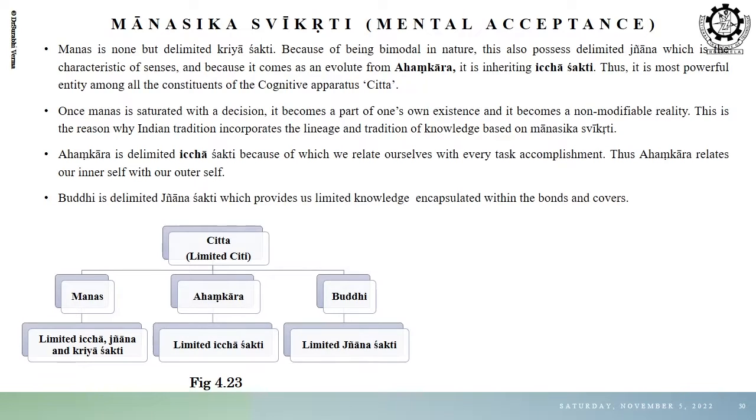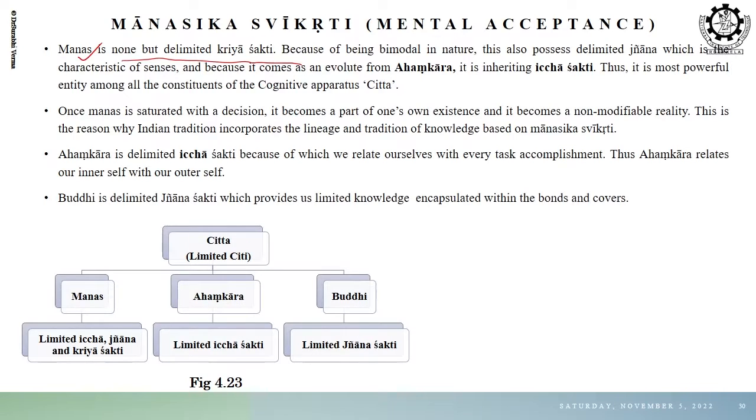What is mental acceptance? Manas, for understanding manas, because we are dealing with the mantratmak aspect of bhasha, manas is coming directly or prominently in the discussion. So manas is what? Manas is none but delimited kriya shakti. First of all, we need to know manas is delimited kriya shakti. Manas is limited kriya shakti.